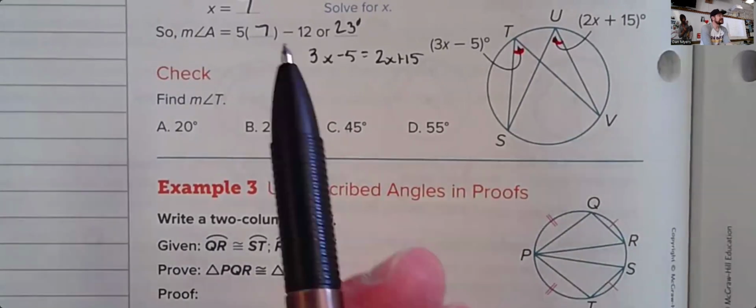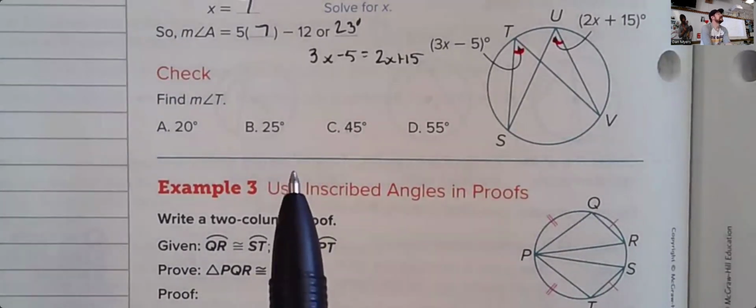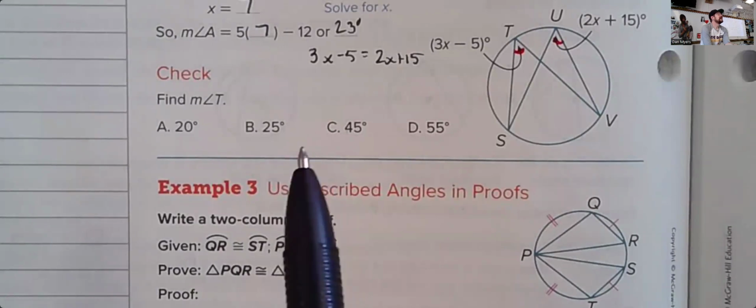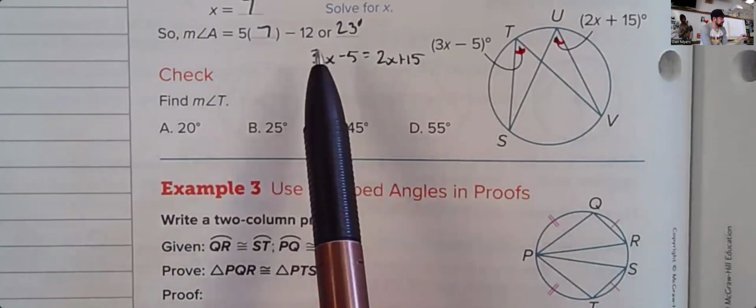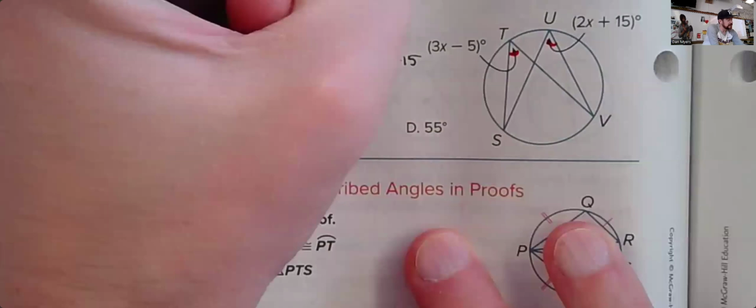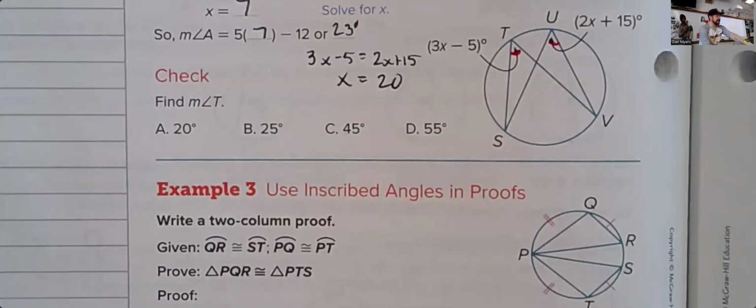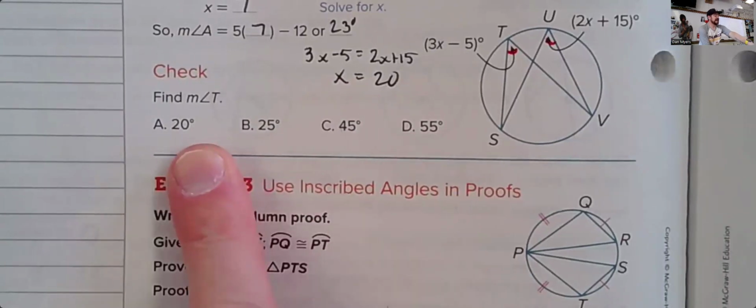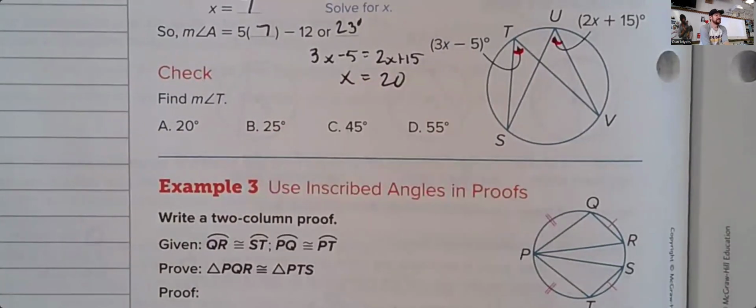If you subtract 2x from both sides, you get x right here. If you add 5 to both sides, you get 20. X is 20. That does not mean the answer is A. That means that x is 20. The answer is D because you've got to plug it back in.